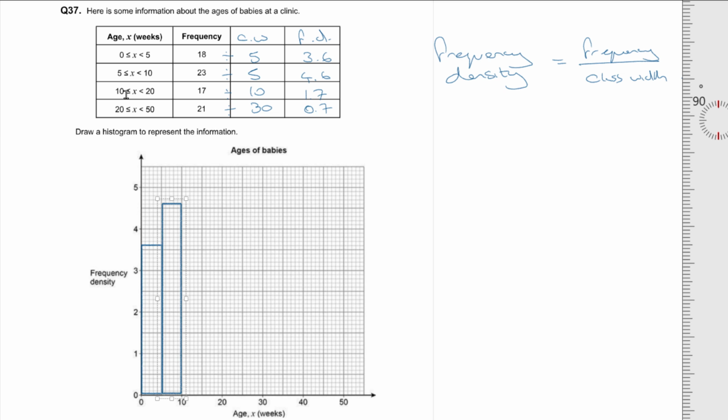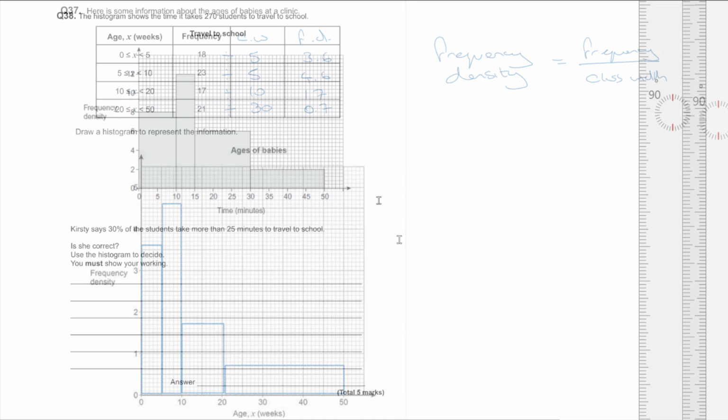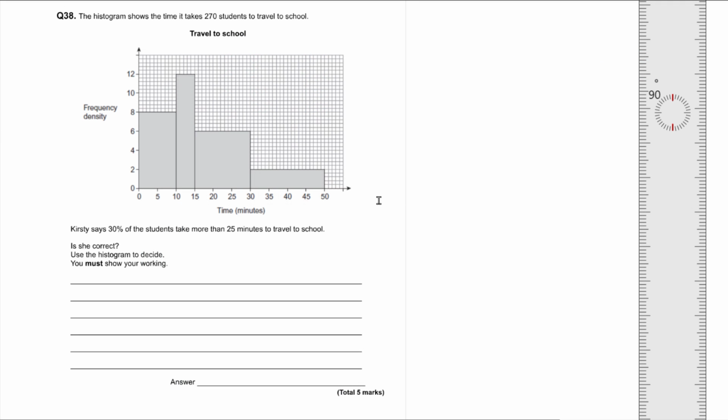Then we've got 10 to 20 with a height of 1.7. And then finally 20 to 50 with a height of 0.7. Okay, I'm happy with my histogram. Looks pretty good. Question 38, the histogram shows the time it takes 270 students to travel to school.